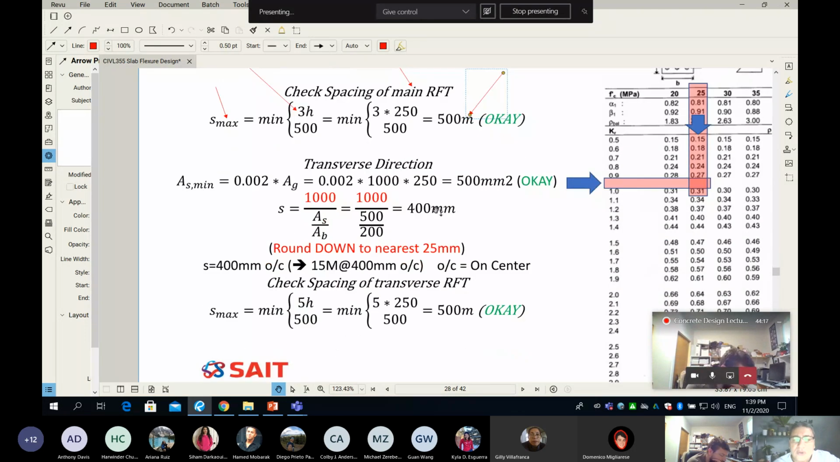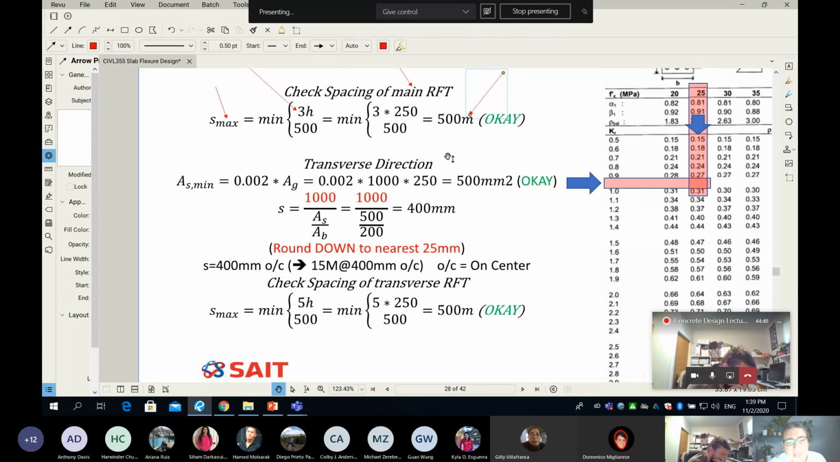Okay, now let's move on to the transverse direction. Remember, so far we are done. Let me take a note. I want to correct this one. Slide 28 has a mistake. Okay. So guys, so far we are okay. The main direction has been done. Our principal direction is done. Let's look at the transverse direction.